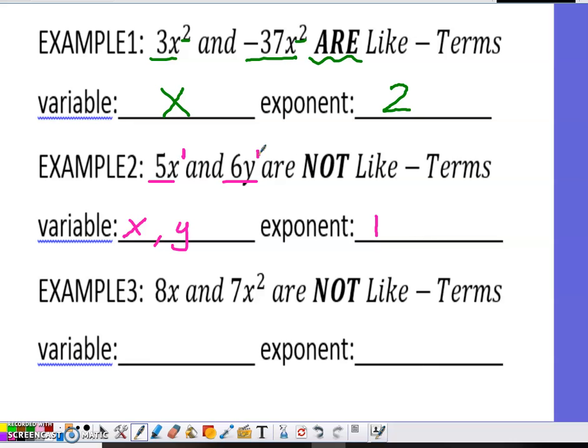Finally, this last one, again, these are not like terms. This one, like our previous one, is going to satisfy one of those qualifications, but not both. The one that it satisfies is the variable part, right? Because they both have a variable of x. That's the letter we see there. However, if we look at the exponents, this first one has an exponent of 1, and the second one has an exponent of 2. So since the exponents are not the same, they are not considered like terms. Again, variable and exponent must be the same.